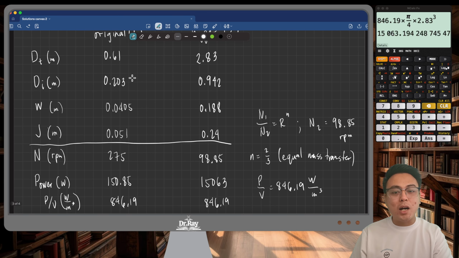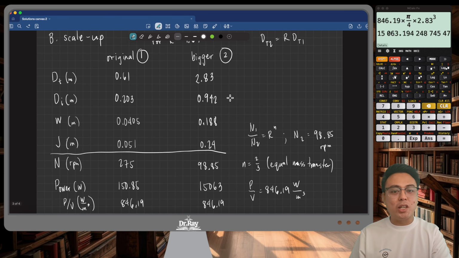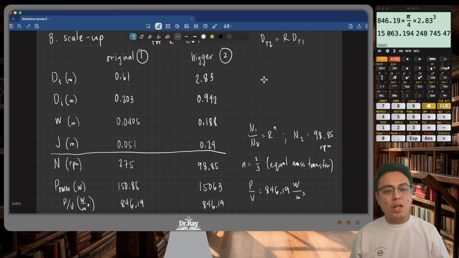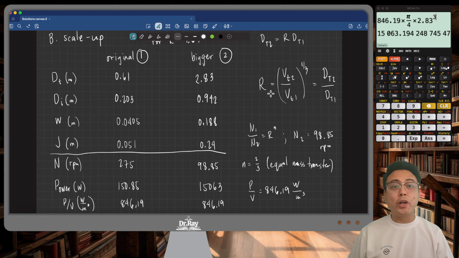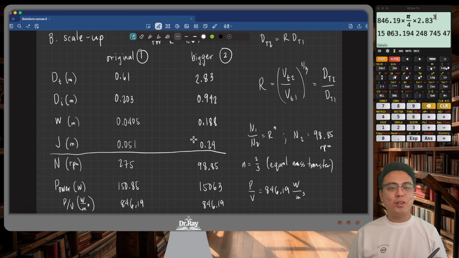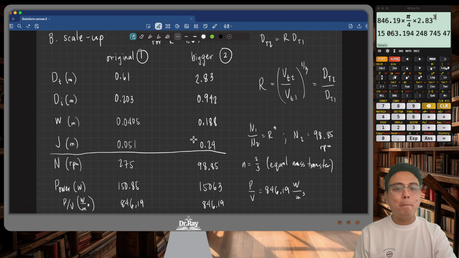And that's how we scale up or scale down agitation systems. It's just by using the scale parameter R. Just remember that the scale parameter is just related to the ratio of the tank volumes raised to 1/3, or you can use the tank diameter ratio in order to get the value of R. Once you get the value of R, it's directly applied to all of the parameters of the original agitator.